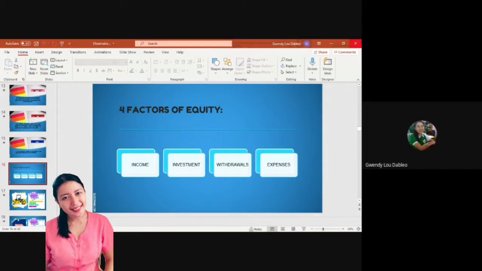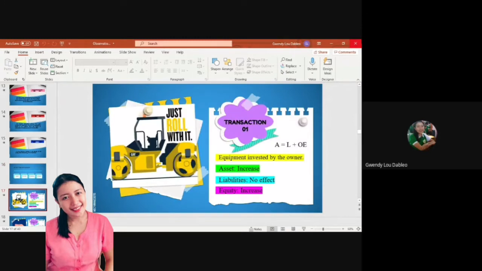So that's why our equation is always balanced, because assets could be funded by liabilities or it can be funded by owner's equity. And there are four factors to consider in analyzing equity. First, we have income. Second, investment. Third, withdrawals. Fourth, expenses. So when we say income and investment, this could give a positive impact to owner's equity, while withdrawals and expenses can give a negative effect to our equity.